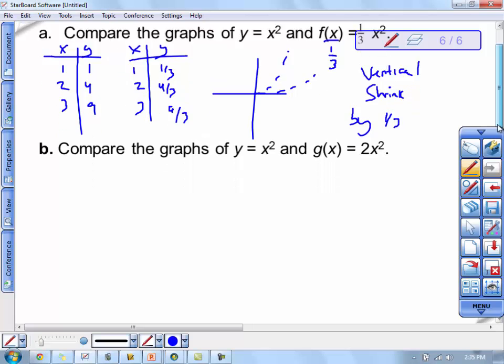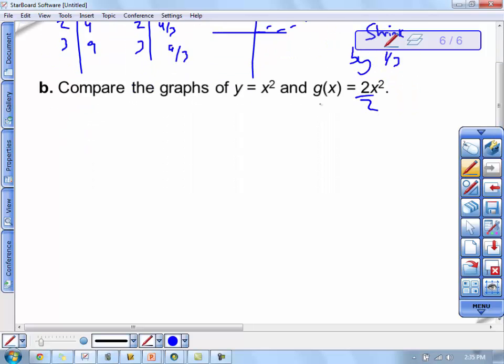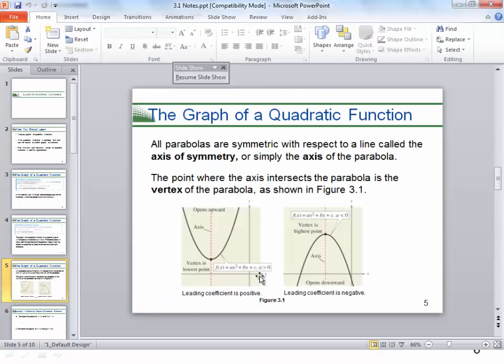Okay? We can do the same thing for this one. Divide both sides by 2. I like to look at it as, okay, if you're dividing y by 2, a number bigger than 1, then it's a vertical stretch. If you're not sure, you can make a table. But the original parabola looks like this, and the new one's going to be steeper. Okay, g of x will be steeper than y. All right?